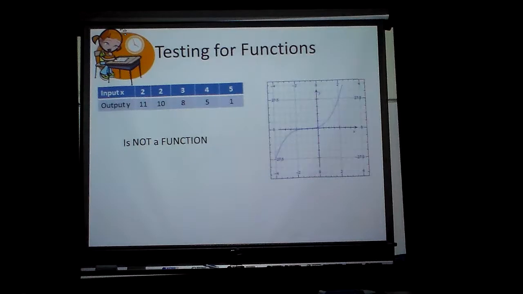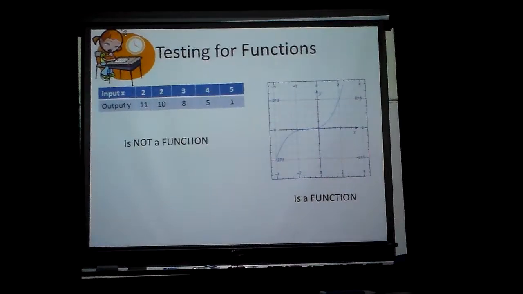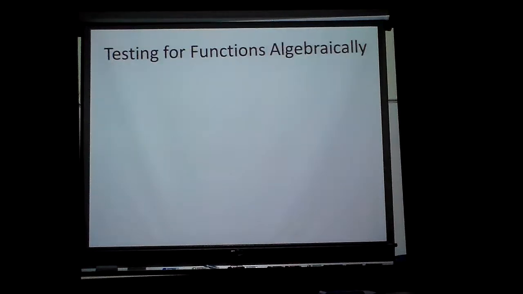All right? You can do it also graphically by what we call the vertical line test. If I were to draw vertical lines up and down, notice, are there any points where the lines hit it twice? No, so it is a function. That would pass the vertical line test. And that's, you draw vertical lines up and down, and if it goes through your graph twice, it is not a function. Okay? So how do we do it algebraically?